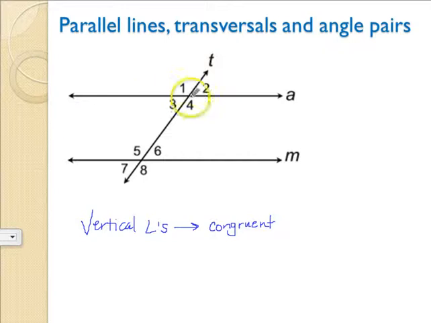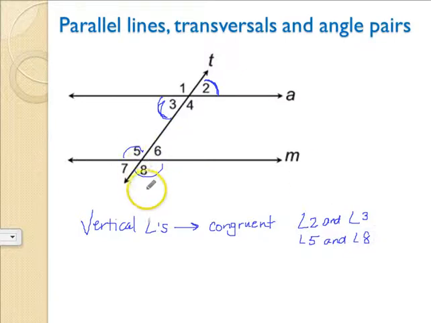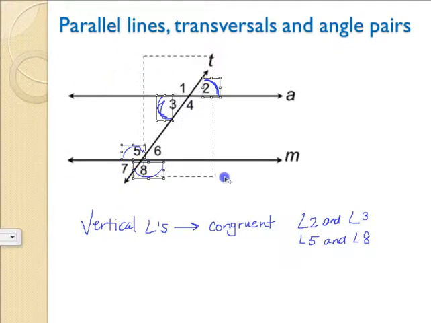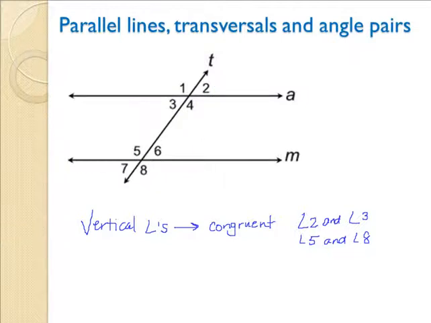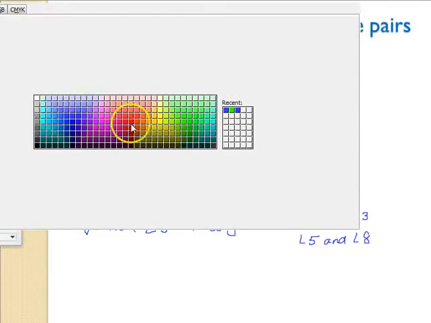So an example of a pair of vertical angles would be angles 2 and 3. And another set, there's all sorts, but I'm only going to give a couple examples: angles 5 and 8. So remember, they share that vertex. They have to share that vertex, and they're always going to be congruent. So 1 and 4, as well as 6 and 7, would also be vertical angles. There's more than just those examples, but for time's sake, I just want to get through some more of these.